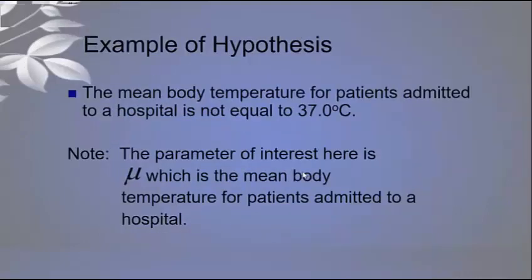Example: this drug is guaranteed to change cholesterol levels on the average by more than 30%. The mean body temperature for patients admitted to hospital is not equal to 37.0 degrees centigrade. Now, the parameter of interest here is mu, which is the mean body temperature of patients admitted to a hospital.